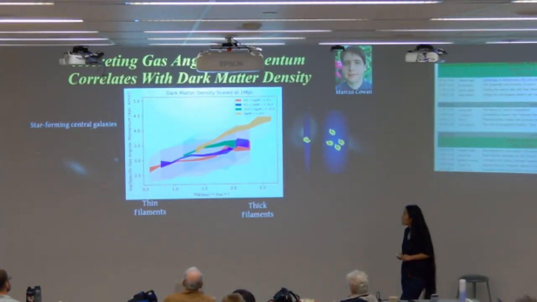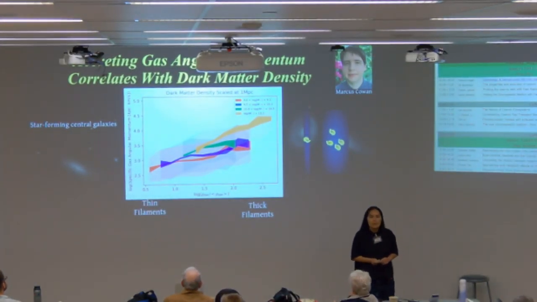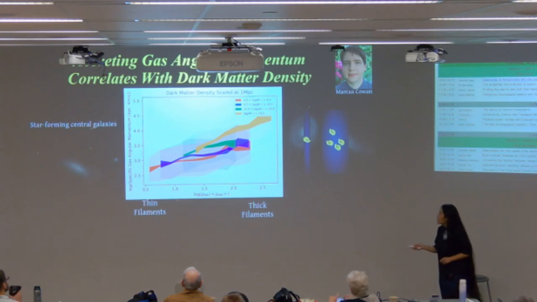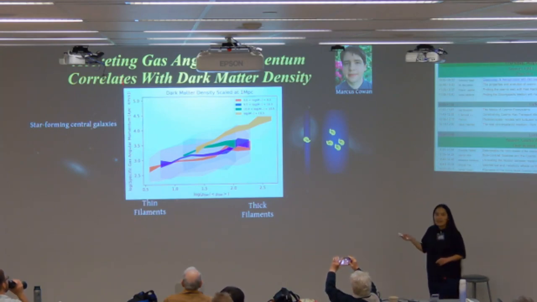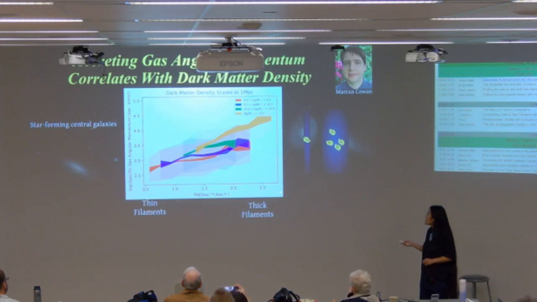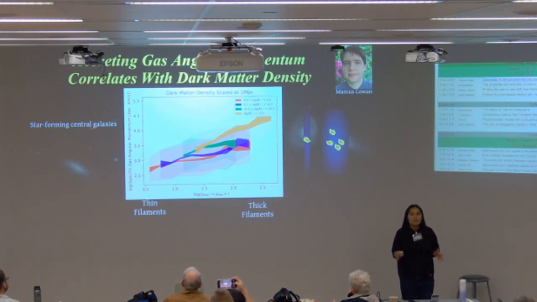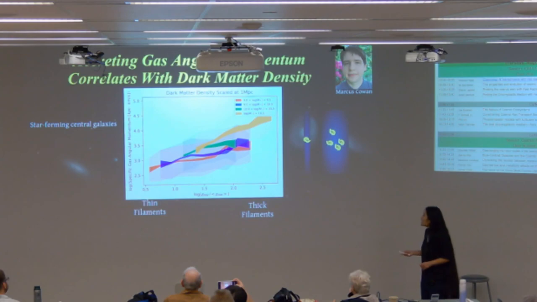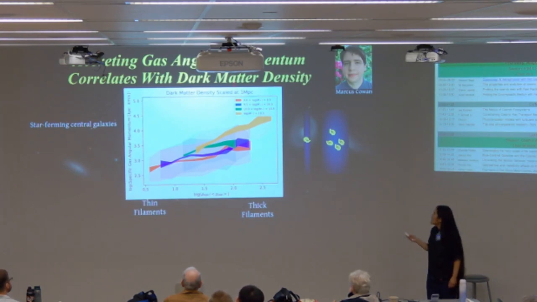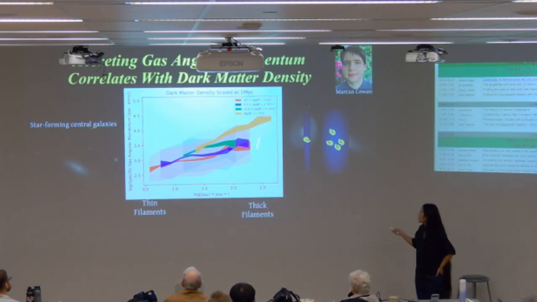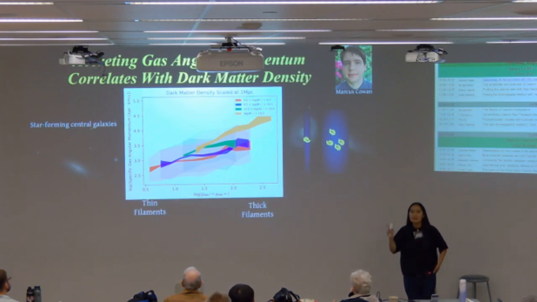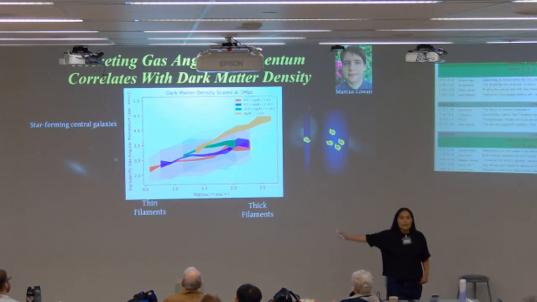All right, so we started testing this idea where we plotted here the specific angular momentum of the accreting gas versus the density of the dark matter around the galaxy. The idea was that these big thick filaments are going to have higher density. So these are the thick filaments and these are the thin filaments. We plotted this in different mass bins for the galaxies, and we do find indeed that thicker filaments accrete gas with higher specific angular momentum at all masses.